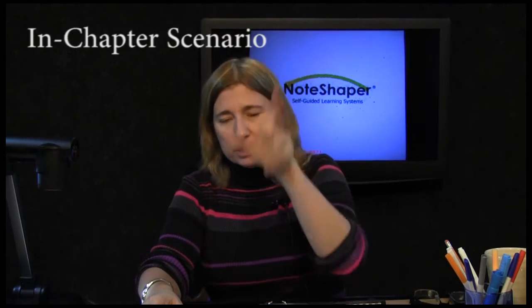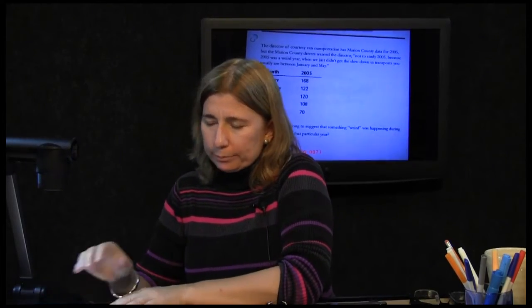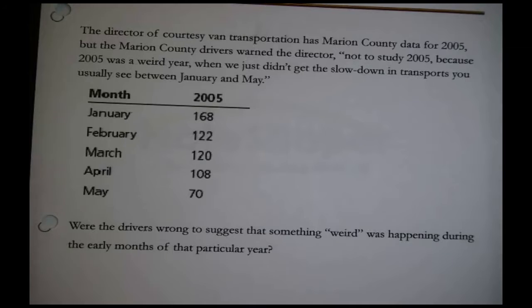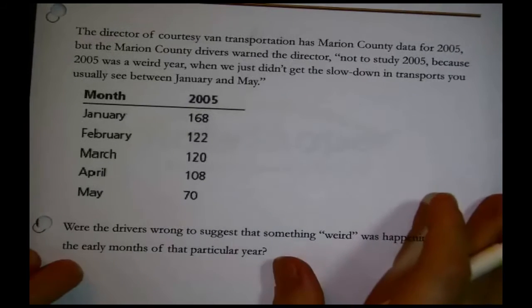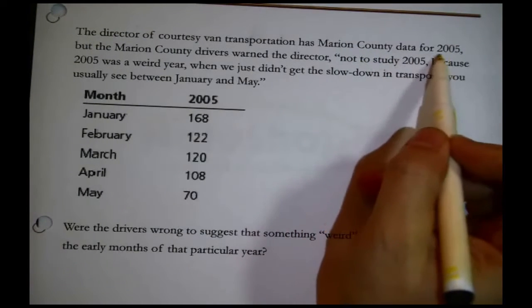Seasonal relatives are a set of numbers that express seasonal variation in data. One use of that set of numbers is to de-seasonalize existing data. That's actually what's going on here in this particular scenario. Let's look. The director of Courtesy Van Transportation for Marion County has Marion County data for 2005.